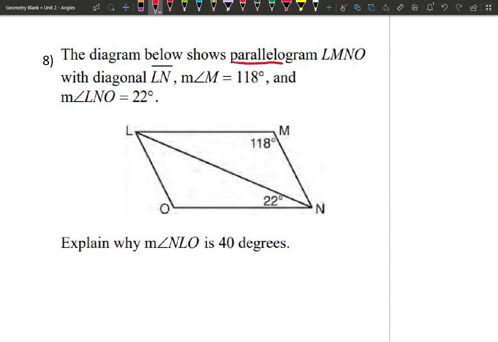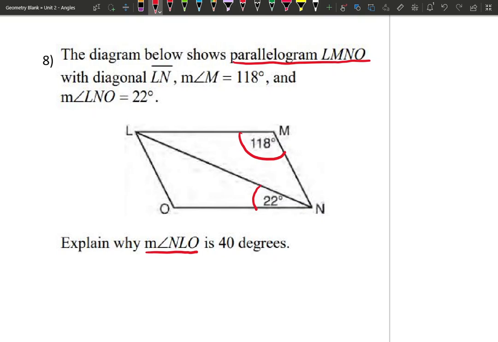Okay, so we know we have a parallelogram, LMNO, with diagonal LN, and angle M is 118. They wrote it for us, and they wrote that this angle is 22 for us. Explain why the measure of angle NLO is 40 degrees. Now, I'm going to explain in words. I'm not going to write it down for you, but you have to write this down.